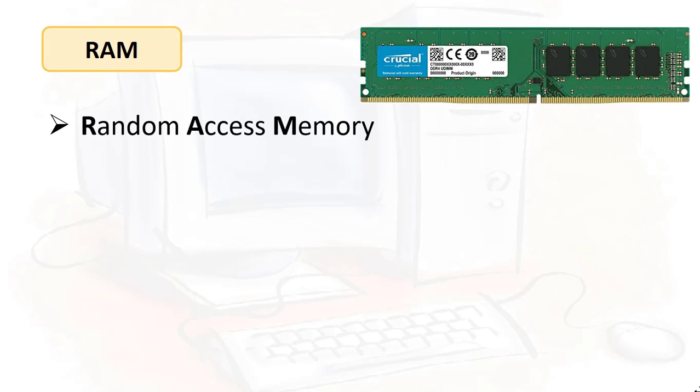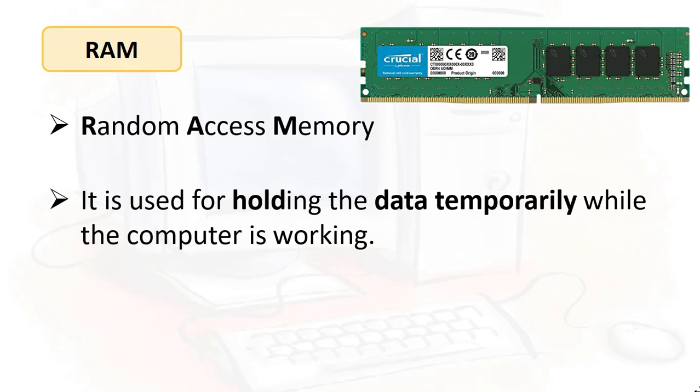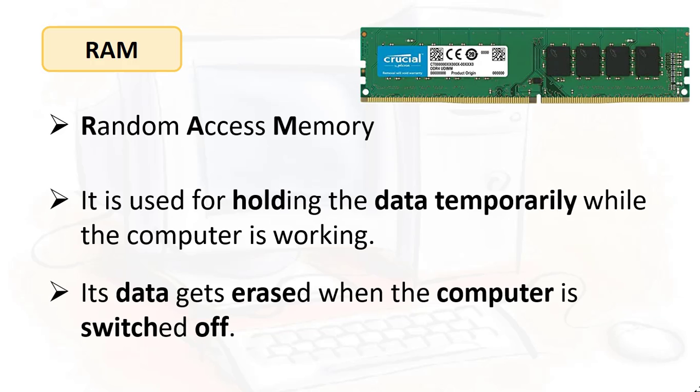The first one is RAM. RAM stands for Random Access Memory. It is used for holding data temporarily while the computer is working. It means RAM holds our data in a temporary manner. If our computer is shut down, then the data stored in the RAM is erased. Its data gets erased when the computer is switched off.